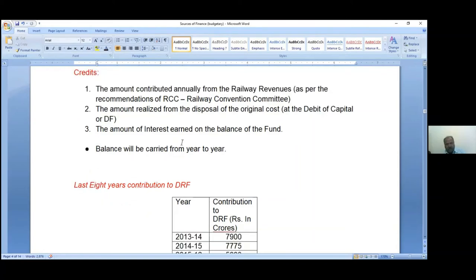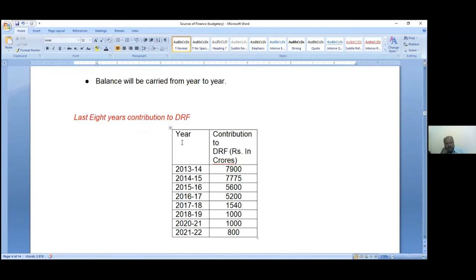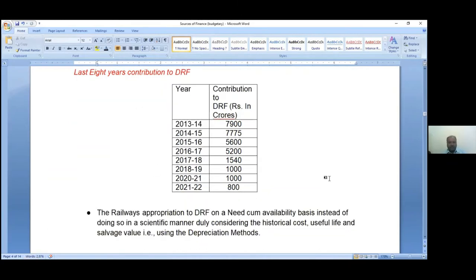But if you check the last 8 or 10 years, the contribution to DRF is gradually decreasing year after year. The main reason is there are no sufficient earnings to charge this DRF as per scientific methods. Please check 2013-14, it is 7,900 crores. But if you check the current year, 2021-22, it is 800 crores. That means we are getting almost only 10% of what we got in 2013-14. 8,000 crores to 800 crores, so almost 90% reduced.